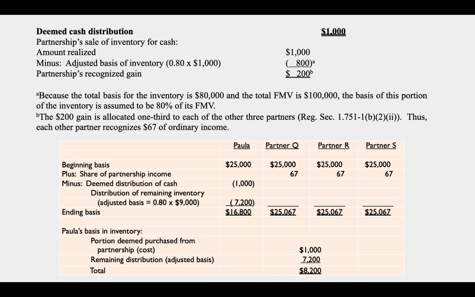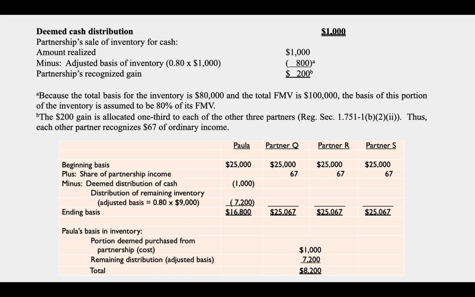So she has a deemed cash distribution of $1,000, and the partnership sale of inventory for cash, the amount realized is $1,000. Their adjusted basis in that portion of inventory is $800, so the partnership will have a $200 recognized gain on this deemed sale, and it will be allocated as follows. So these are the basis of the partners in the partnership. They all started with a $25,000 basis. You can see partner Q, R, and S are going to increase their basis by the share of partnership gain because of that inventory. So that's just $200 divided by 3. That's the only change to their basis.